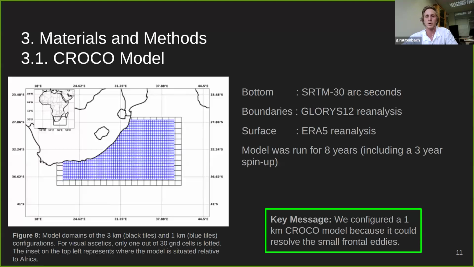So the 3 kilometer model essentially then provided the boundaries for the 1 kilometer model, which was run for 8 years, including a 3-year spin-up. The reason why we downscaled is just to ensure that we can resolve the frontal eddies satisfactorily. I'm not going to go into any detail with regards to the model evaluation for this presentation. So let's just assume that it's accurate.